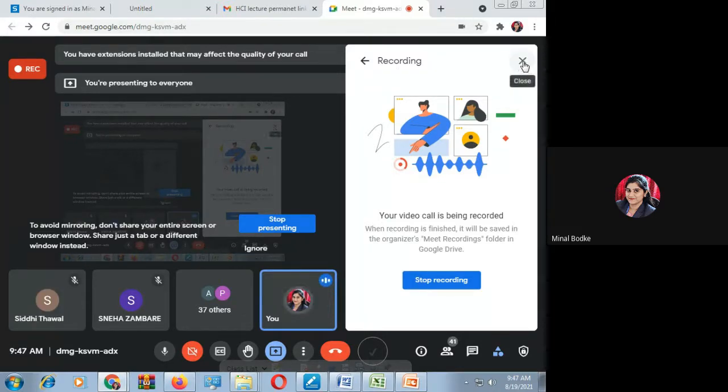And also T3 batch students, if you are ready with paper prototyping and the user interface, if time permits, we will have that presentation also.